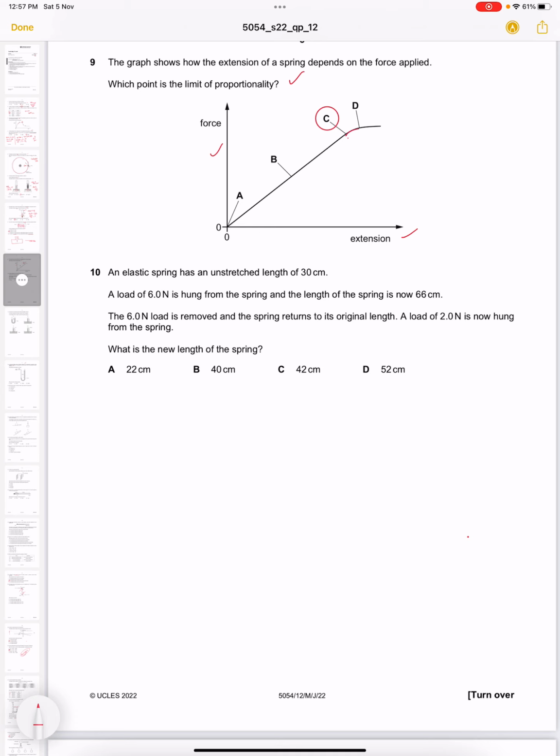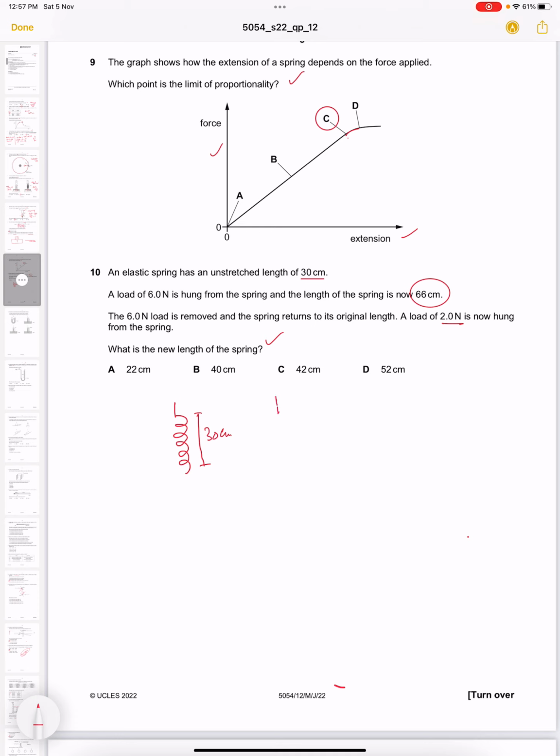Next question. An elastic spring has an unstretched length of 30 centimeter. This is the original length of the spring. A load of 6 Newton is hung from the spring and the length of the spring is now 66 centimeter. The 6 Newton load is removed and the spring returns to its original length. A load of 2 Newton is now hung from the spring. We have to find the new length of the spring. Initially the length of the spring is basically 30 centimeter.